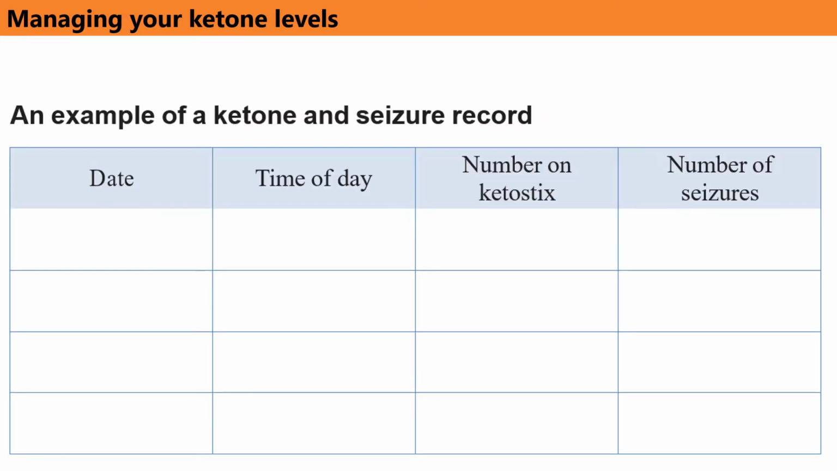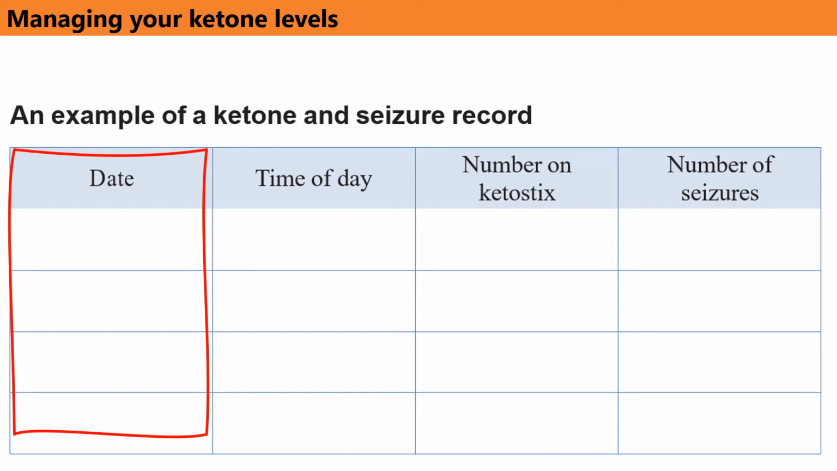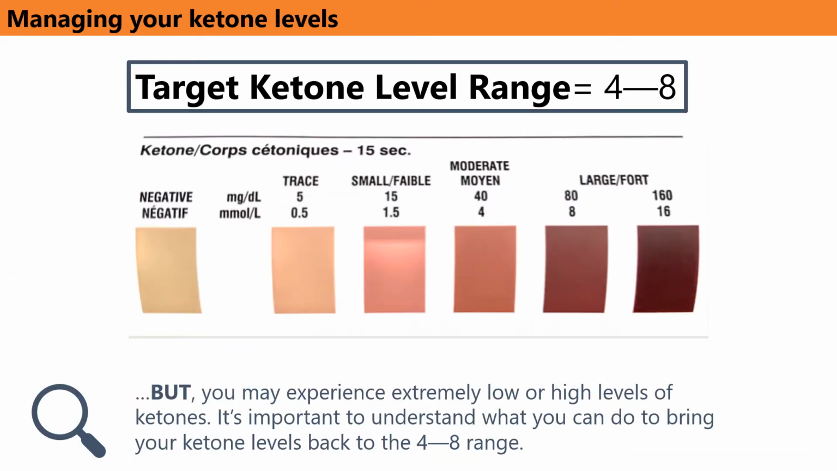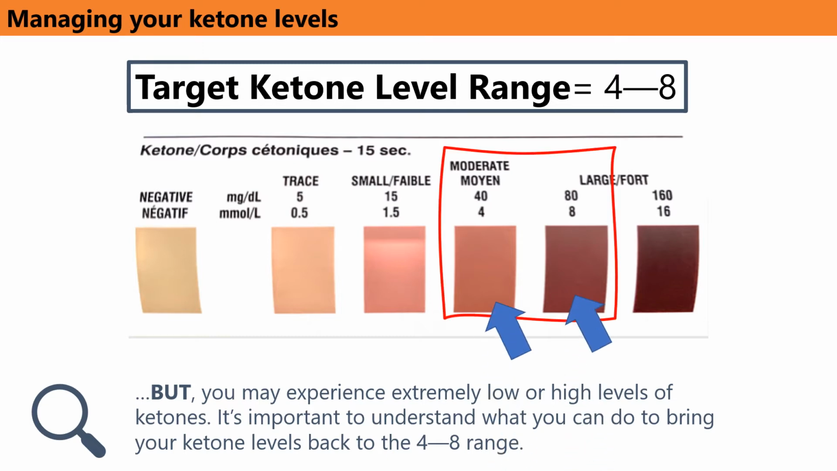The ketone and seizure chart will look like this. Record the date, time of day, number from the ketosis color chart, and the number of seizures you have experienced. This should be done on a daily basis. Now, what do these numbers mean? It is important to remember that your ketone levels should fall within the range of 4 to 8. But you may experience extremely low or high levels of ketones. It is important to understand what you can do to bring your ketone levels back to the 4 to 8 range.